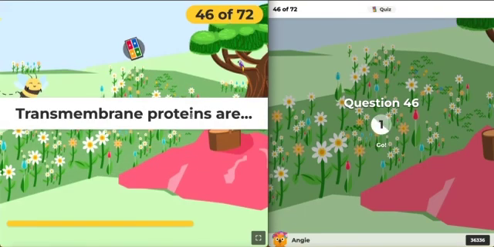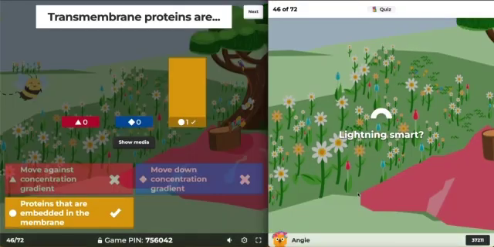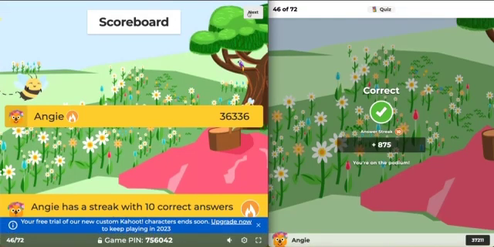Transmembrane proteins are proteins that are embedded in the membrane. So in a cell, a cell has transmembrane proteins.